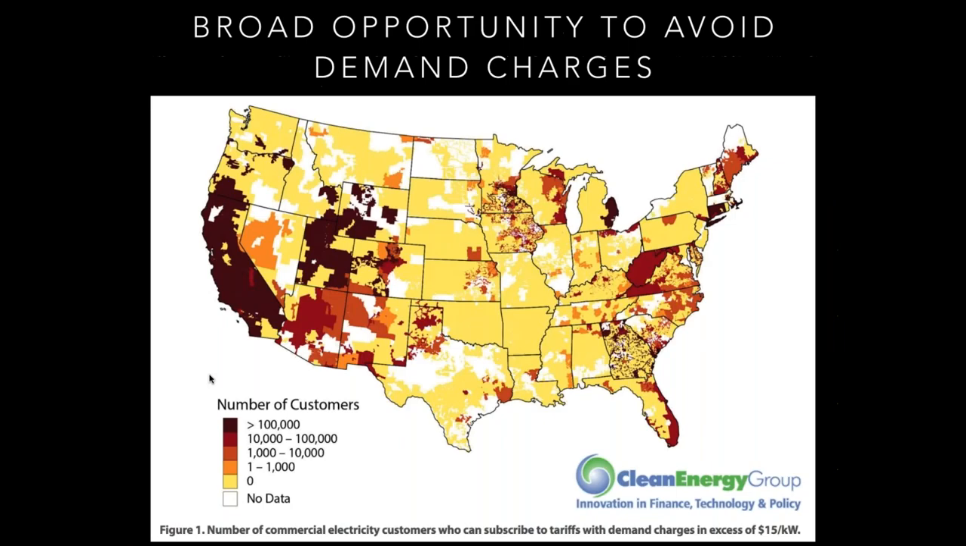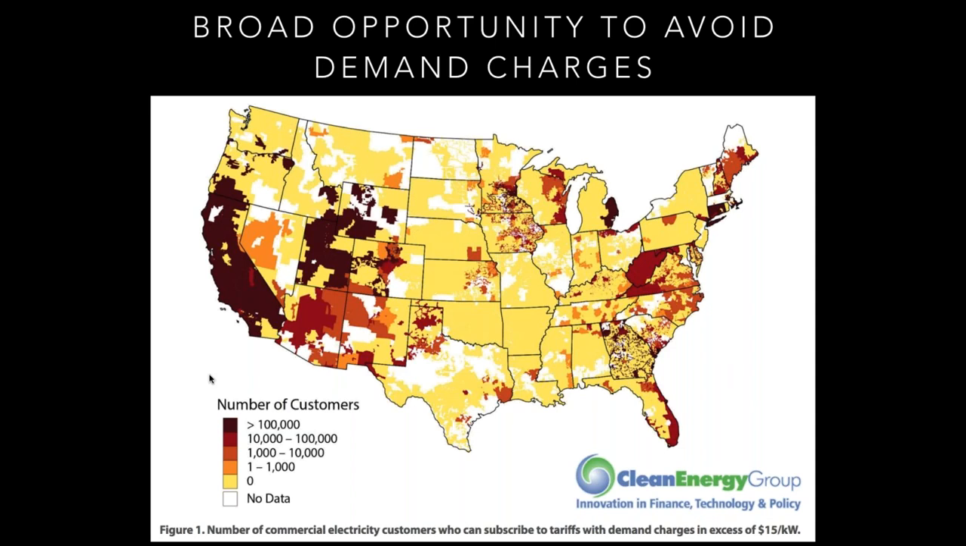That's true for commercial energy customers too. This terrific report from Clean Energy Group back in 2017 looked specifically at energy storage for commercial customers to avoid demand charges. That's the part of the bill that is based on the period of highest use in a given month. And this map models where there are customers of utilities where that demand charge exceeds $15 per kilowatt, which is how demand charges are measured, and looks at the opportunity for battery storage to reduce those charges.